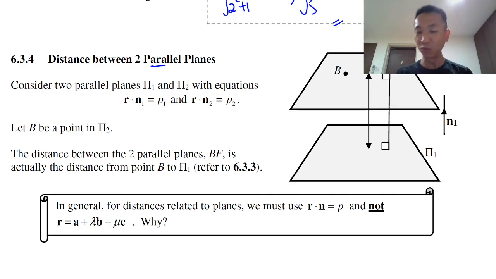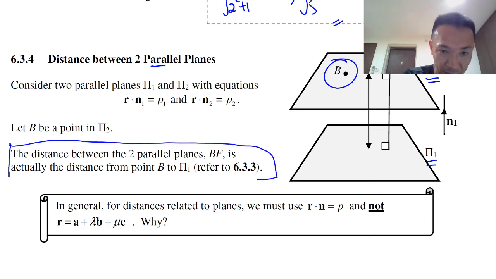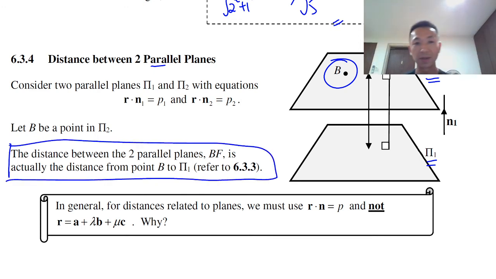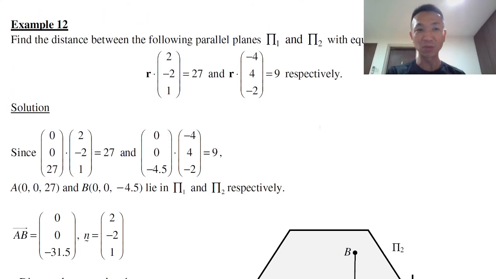Again, we reduce the problem. The shortest distance between two parallel planes is the shortest distance between B, any point on pi 2, and the plane pi 1. So this is the most important. As long as you remember this, actually, I'm without a job. You can do it on your own. It's actually quite simple. Yes? But never mind, to earn my salary, I decide to go through example 12.